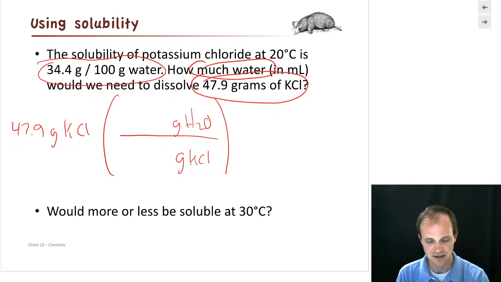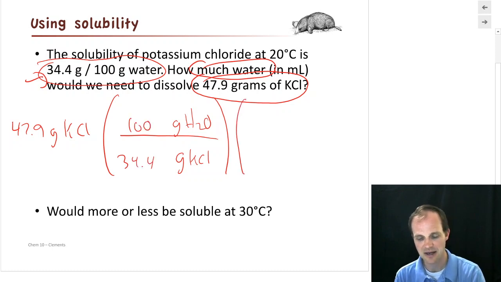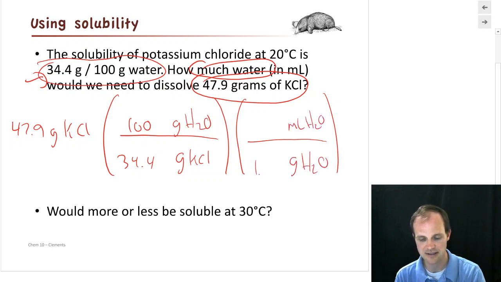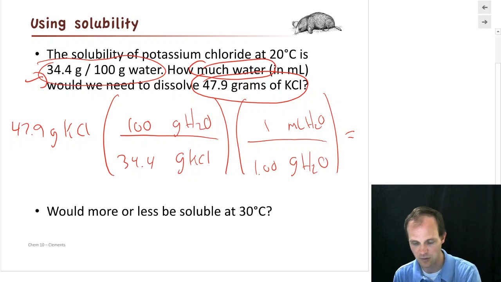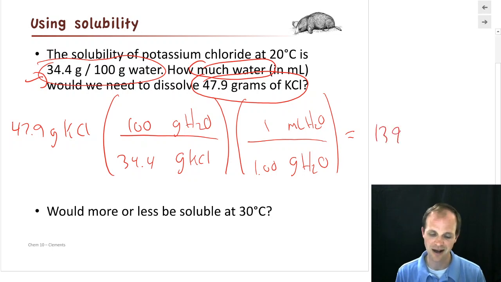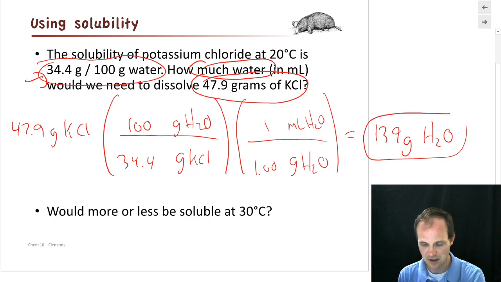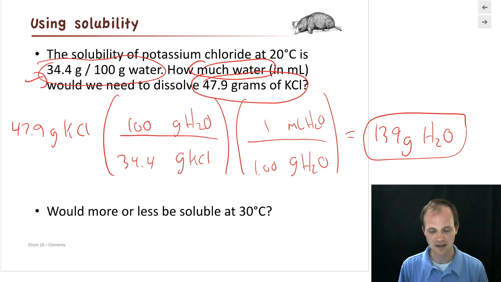Grams of potassium chloride. What do I put down there? Remember, this is usually the theory. This is the solubility. And so I get 34.4 grams for every 100 grams. But now I need to get those grams of water into milliliters of water. But luckily for us, that's just density, 1 gram per 1 milliliter. So I typed that into my calculator. I got myself 47.9 times 100 divided by 34.4. And I get 139.244. I only got 3 sig figs, so I get 139 grams of water is how much water I need to dissolve 47.9 grams of potassium chloride.